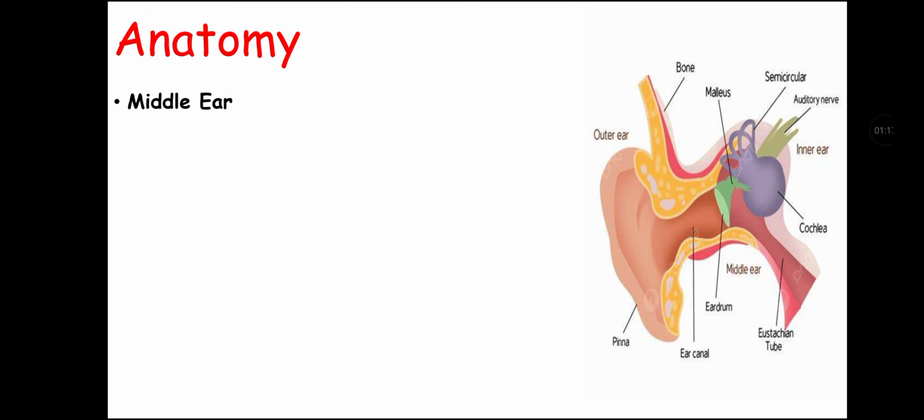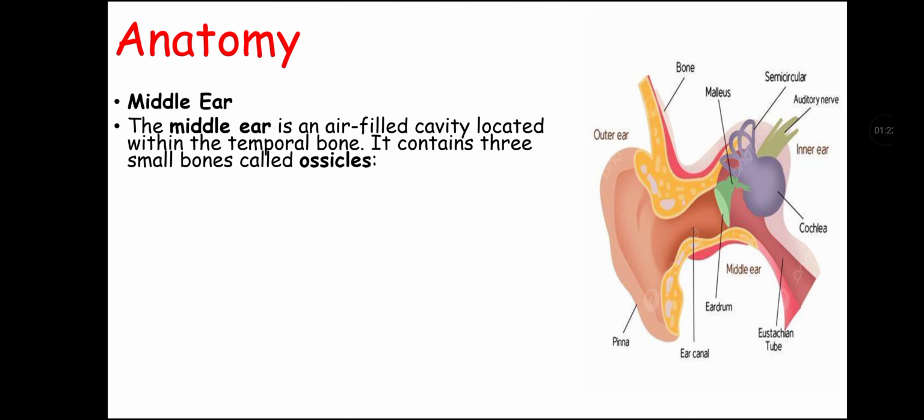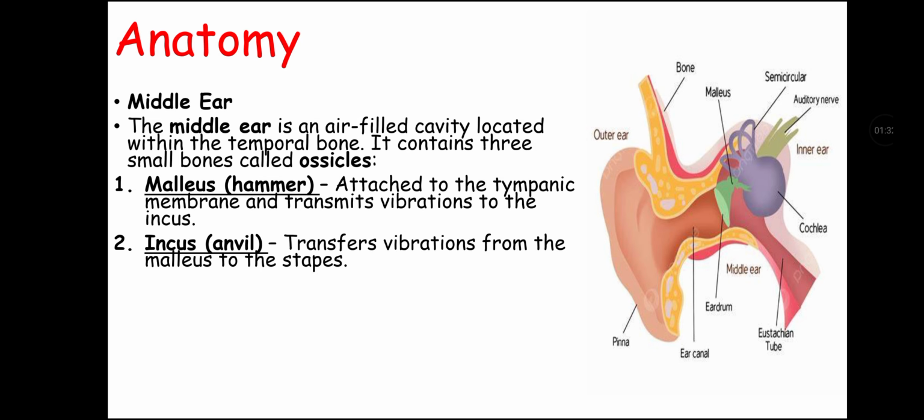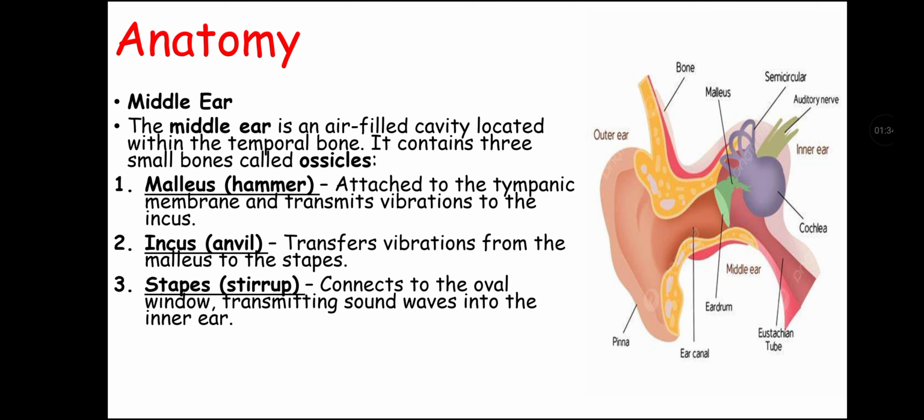Now we will talk about the middle ear, that is after the external ear. It is an air-filled cavity that is located within the temporal bone. It contains three small bones that are called ossicles: malleus, incus, and stapes. The malleus is attached to the tympanic membrane and transmits vibration to the incus, while the incus transfers vibration from the malleus to the stapes, and the stapes connects to the oval window, transmitting sound waves into the inner ear.